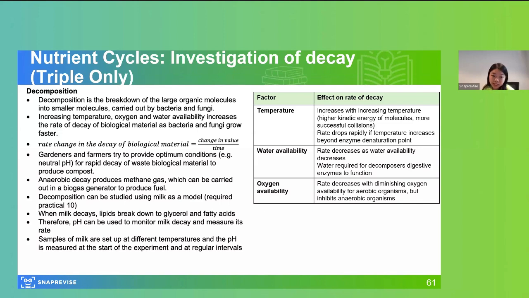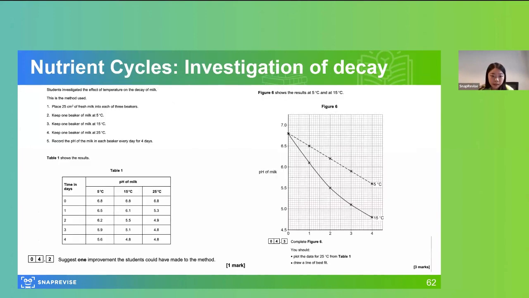The way this experiment works is that they monitor the pH to figure out how fast the milk is decaying, because the faster the milk decays, the more it turns into glycerol and fatty acids. The more fatty acids there are, the lower the pH. They usually set this up with different temperatures, different pHs, and at different intervals. So we're going to look at this experiment right now with one of these questions.